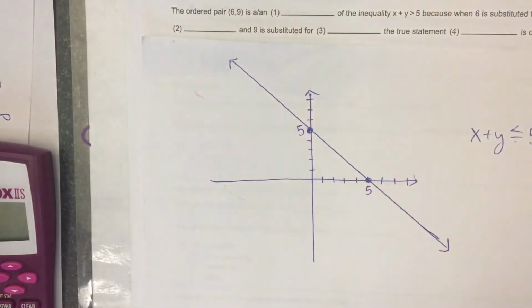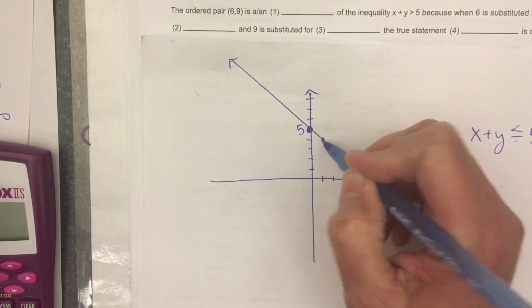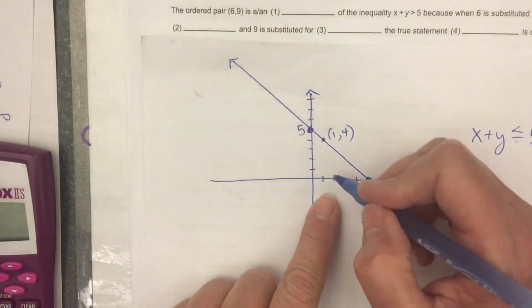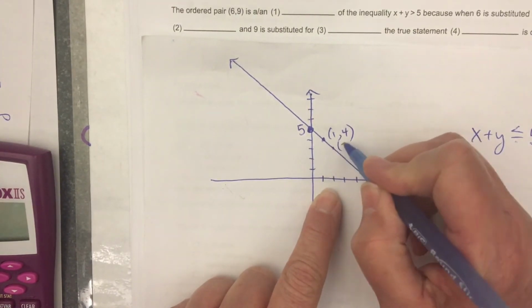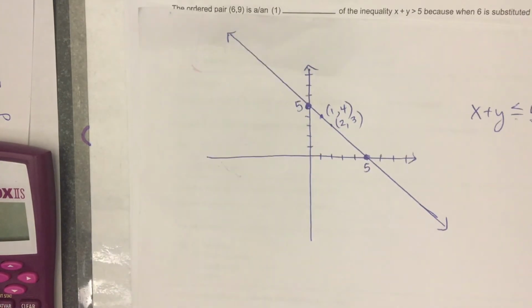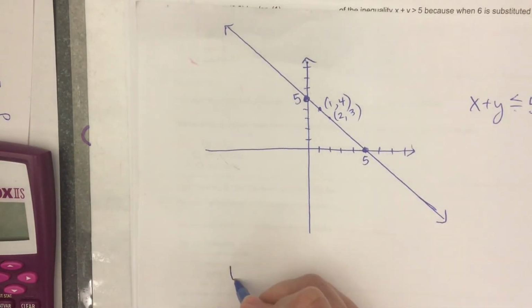This line gives me a picture of every ordered pair that works in this graph. For example, it looks like 1, 4 is on this line. 1 plus 4, is it 5? Yes. It looks like 2, 3 is on that line. Does 2 plus 3 equal 5? Yes. Let's look at some points not on the line, because that's what we're doing for the inequalities.